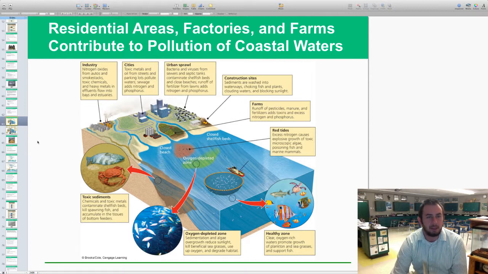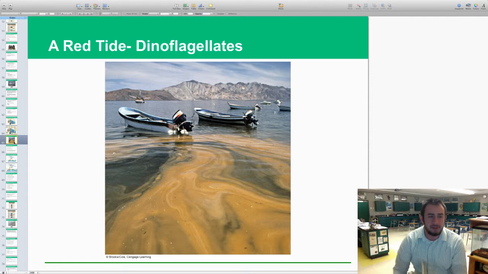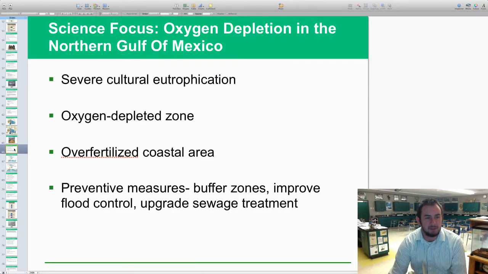But that's just a look at residential areas, factories, and farms, and how they contribute to the pollution of coastal waters. And you can see the toxic sediments coming from the industry and going even down into the benthic system. And there is an example of a red tide. It's not really reddish per se, but orangish, and there are millions of protists which can cause severe poisoning. What happens is the shellfish filter this out, so if you ever see a red tide, you're never supposed to eat shellfish from it, because it can cause major neurological problems if you eat shellfish that have soaked in a lot of those toxins produced by the dinoflagellates.